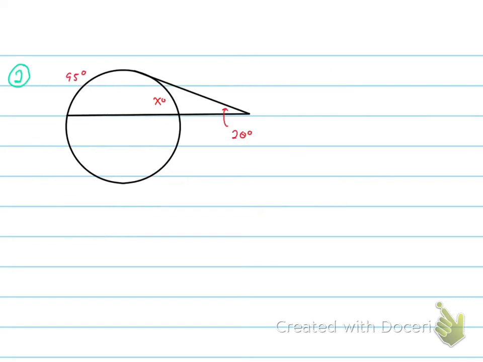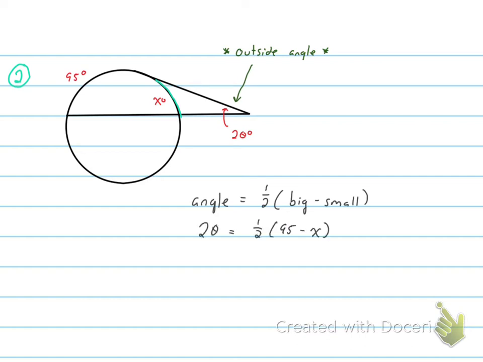Now let's look at another example. Here I'm given that I have that angle of 20 degrees and I want to find that minor arc there, x. So I can see here and recognize that this is an outside angle. So I'm going to set that up this way. So I know that the angle is equal to half of the bigger arc minus the smaller arc. So I'm going to set this up by going 20 equals 1/2 times 95 minus x. The bigger arc is always going to be the one furthest away from the angle as well.